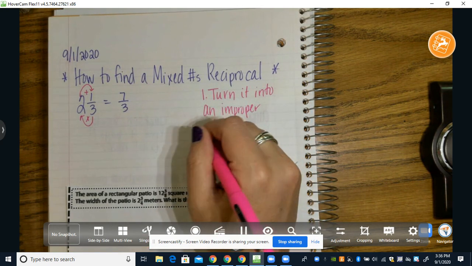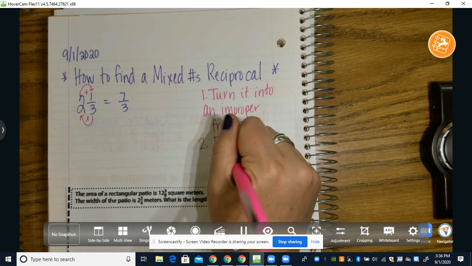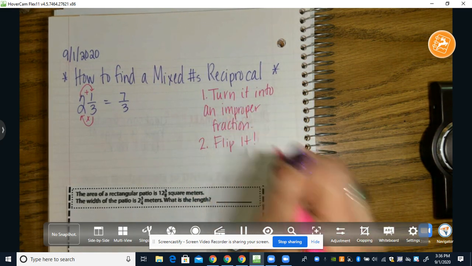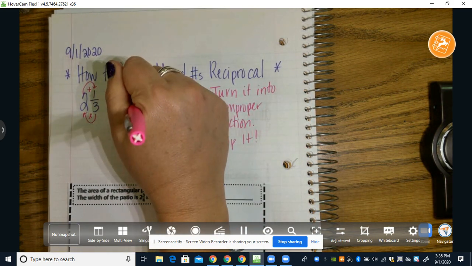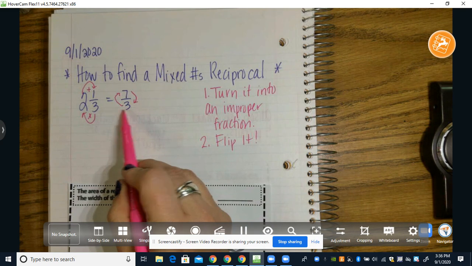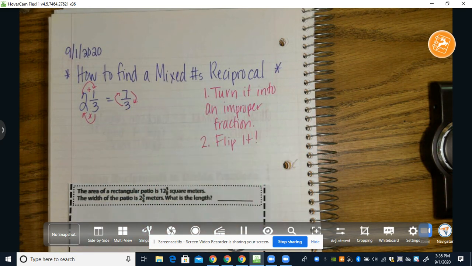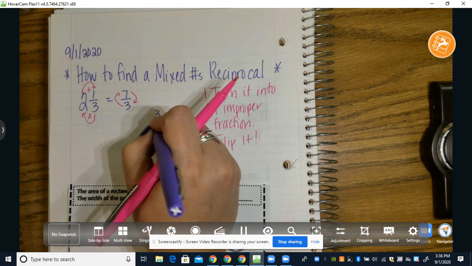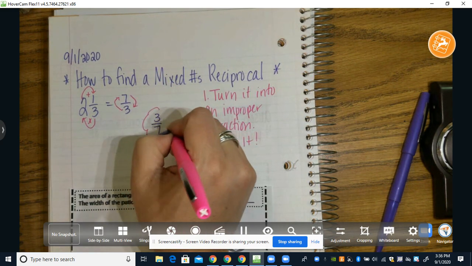Step 2 is easy. Do it like you do with all the reciprocals. You're going to flip it. So your denominator becomes your numerator, and your numerator then becomes your denominator, making your reciprocal 3/7. So that's the reciprocal.